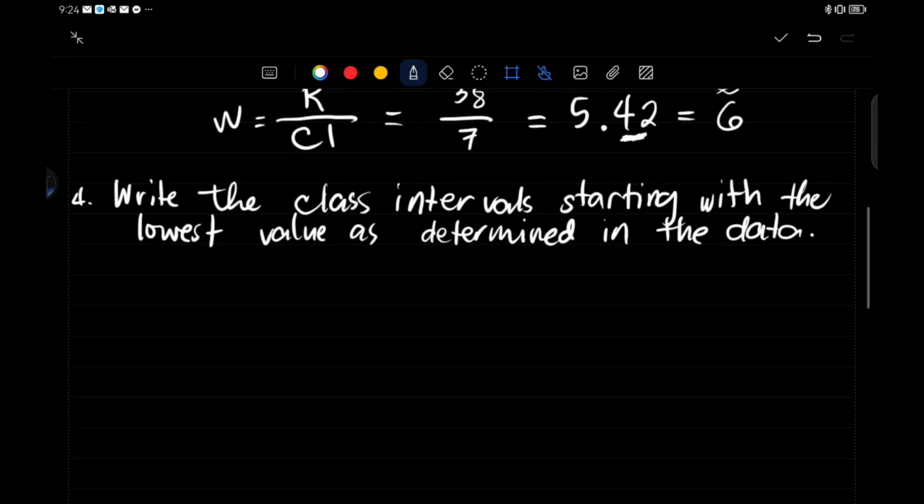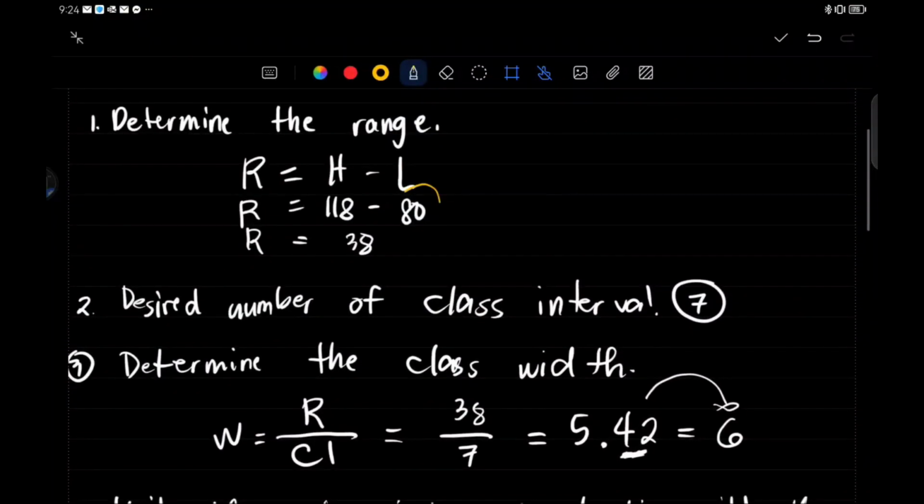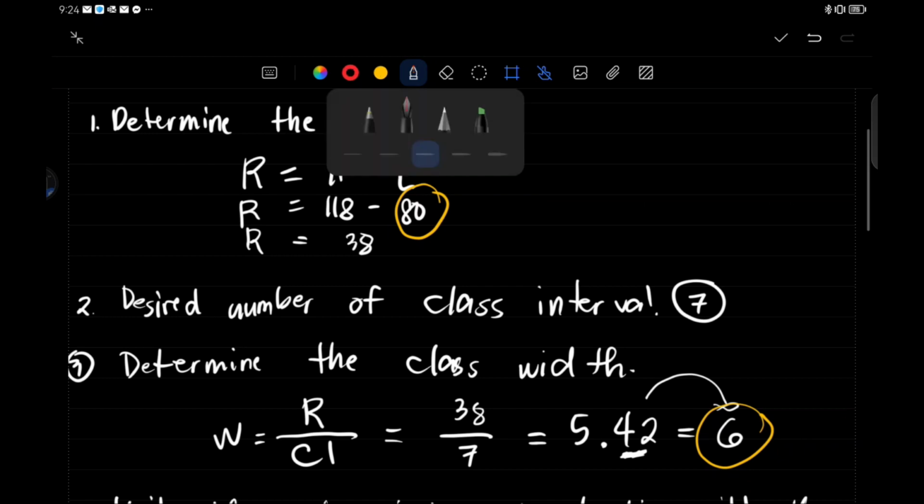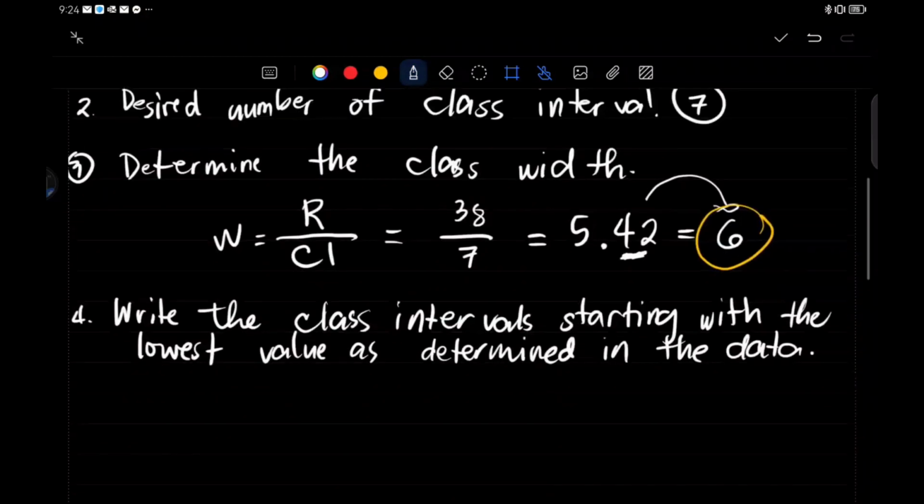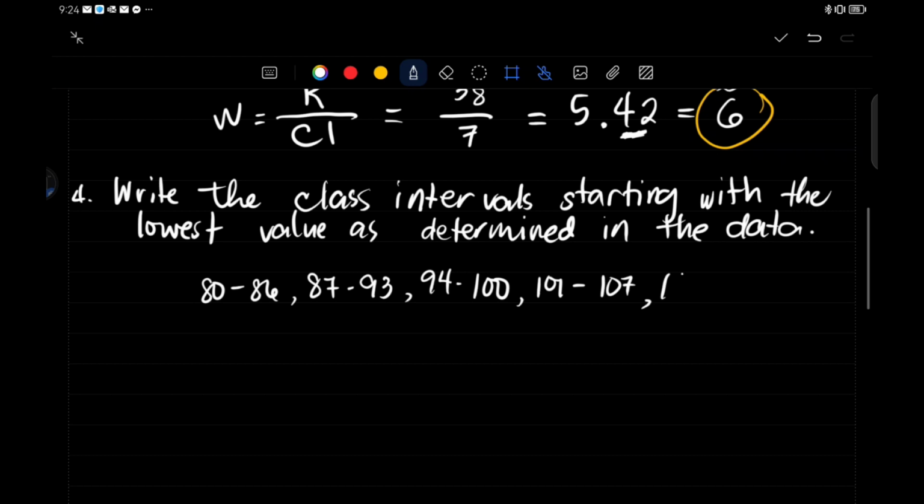So the lowest value of the data we have here is 80, and our class width is 6. Therefore we can say that the class intervals are 80 to 86, 87 to 93, 94 to 100, 101 to 107, 108 to 114, and 115 to 121.